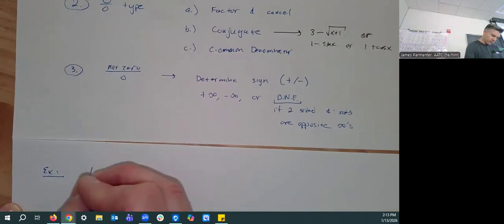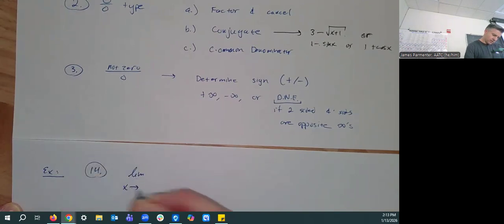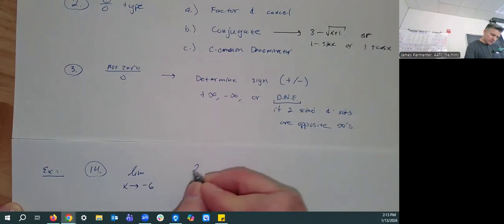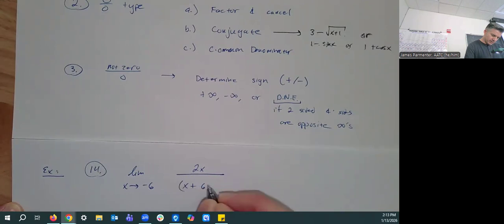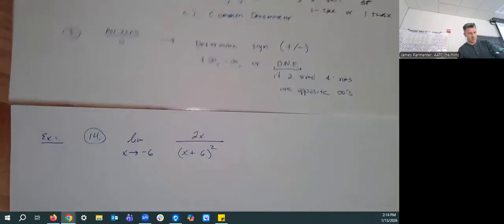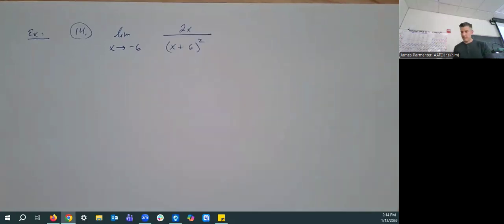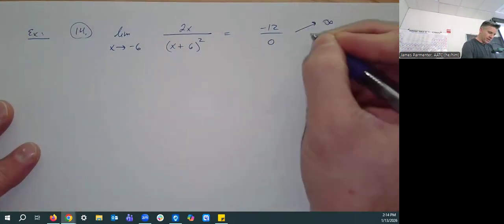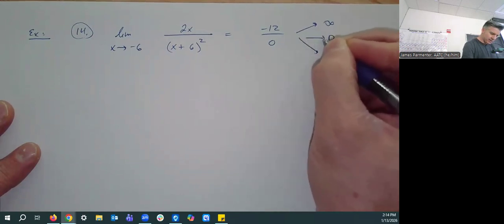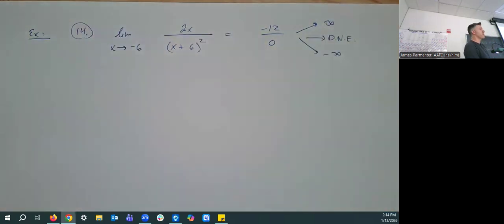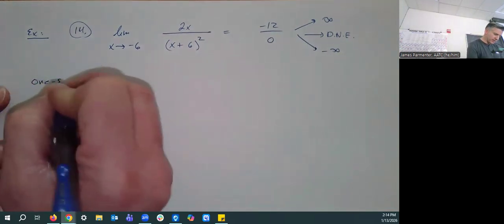Let's say we want to find the limit as x approaches, sure, -6 of 2x over x plus 6 to the second power. So what do I do first? Yeah, I plug it in. If I plug it in, I get negative 12 divided by 0. So what I know about this is I know it's either going to be infinity, negative infinity, or does not exist. But usually, kind of the intermediate steps are I have to do the one-sided limits if it's a two-sided limit. So we need to look at the one-sided limits.